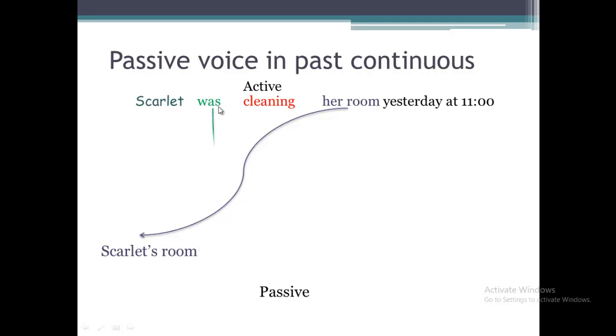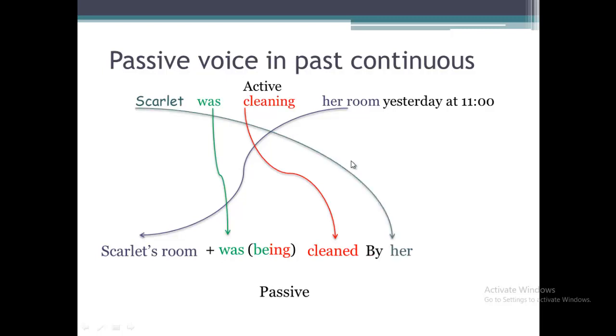Okay, it's singular, so was. The ing with being. Finally, the action cleaned by her. To avoid repetition, I could say by Scarlett, but that would be confusing. Scarlett's room was being cleaned by her, an object pronoun to replace the subject, which is her. Yesterday at 11. So the sentence was Scarlett was cleaning her room yesterday at 11, and in the passive voice it became Scarlett's room was being cleaned by her yesterday at 11.